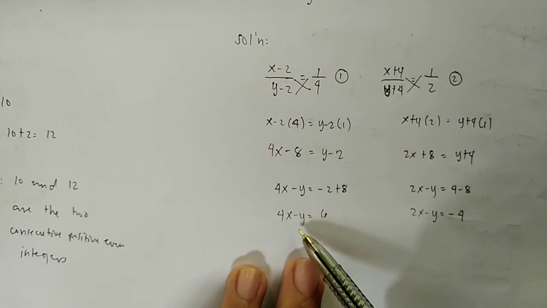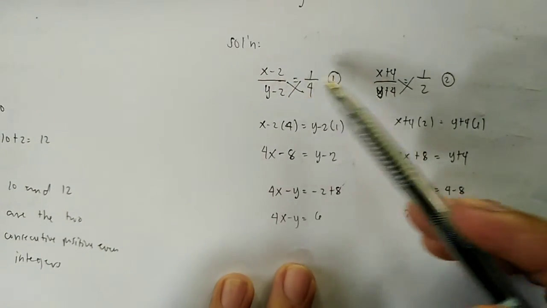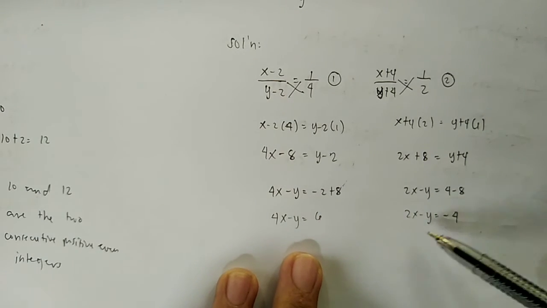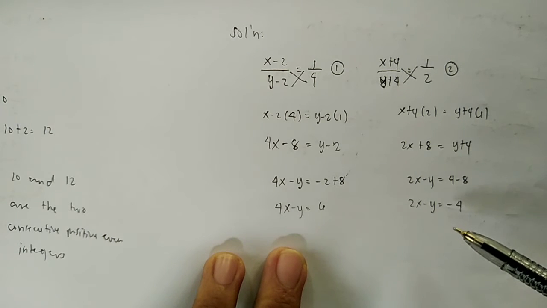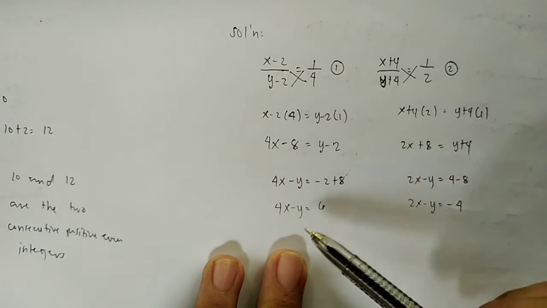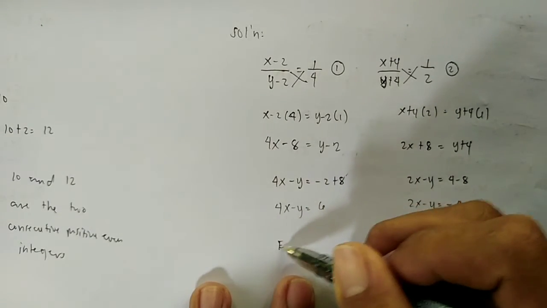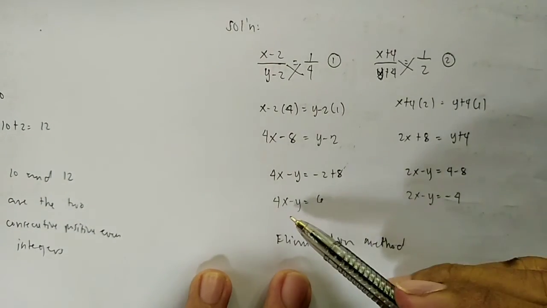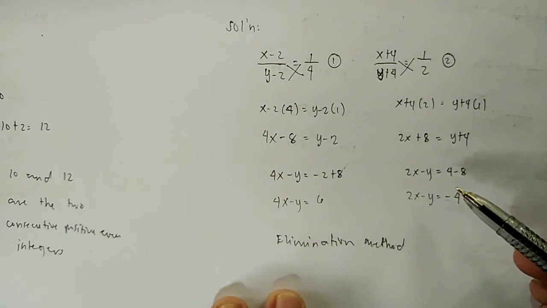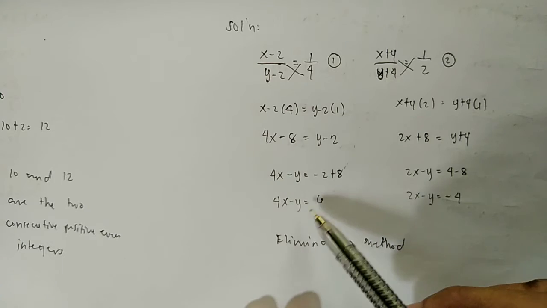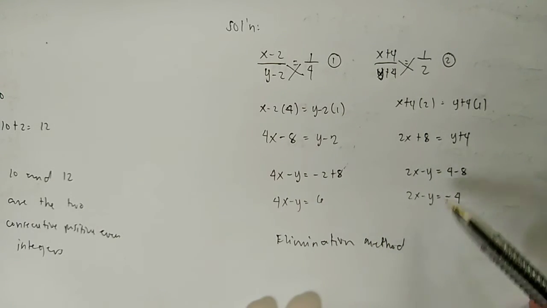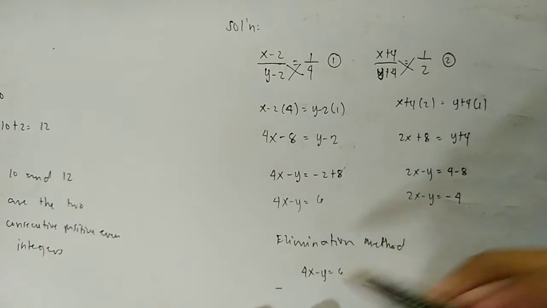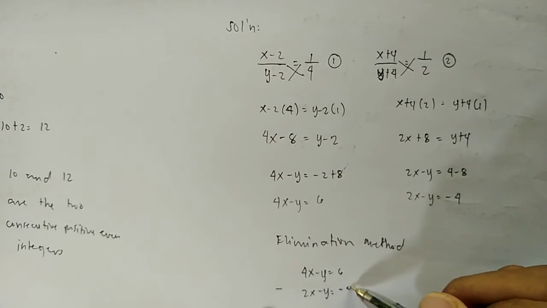Now notice that after we simplify the equation, we form two linear equations. So applying the concept of solving systems of linear equations, we can perform the elimination method in this case, since we have two linear equations here. So what we are going to do is subtract the two equations to eliminate the variable y. So we have 4x minus y is equal to 6, subtracted with 2x minus y is equal to negative 4.